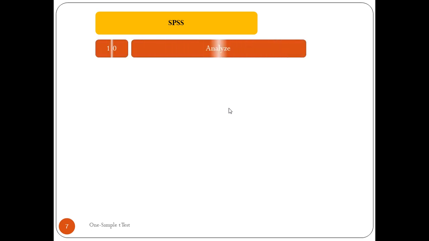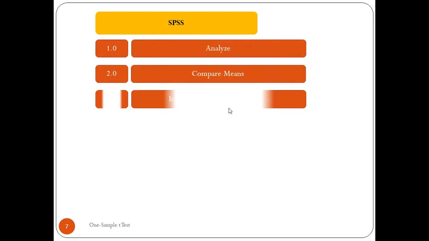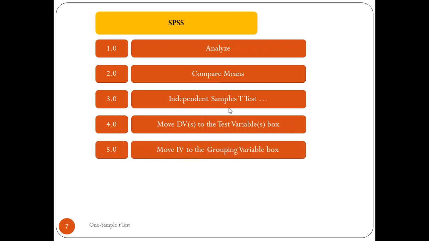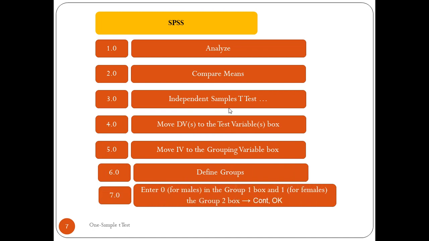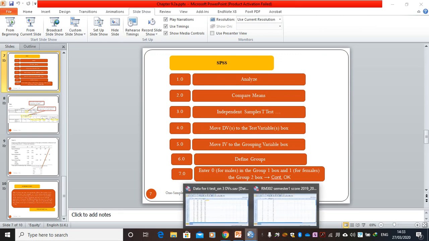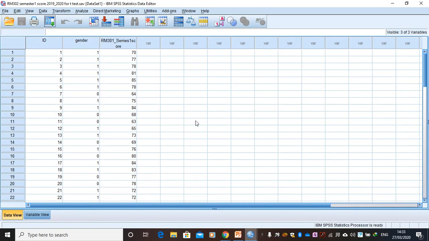As you are well aware, there are some steps in order to compute the outputs for the independent sample t-test, and we did that already. Now I want to run another independent sample t-test in order to answer the research question. So I have the data here.